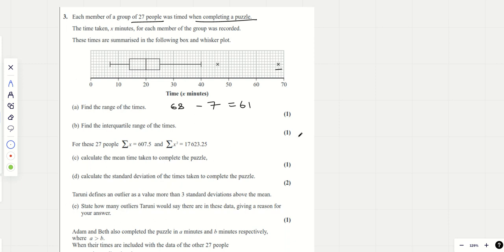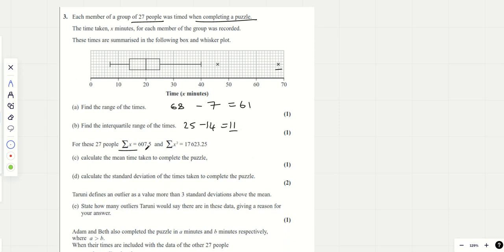I think sometimes students think that you can just ignore outliers. No, you just notate them, because there may well be good reasons why, maybe basically these people just weren't very quick at completing the puzzle. It doesn't mean you start ignoring them. They're still part of the data set. Find the interquartile range. Well, that's 25 minus 15. 14 is that? I can't count. 14. 25 minus 14. And so that looks like 11 to me.